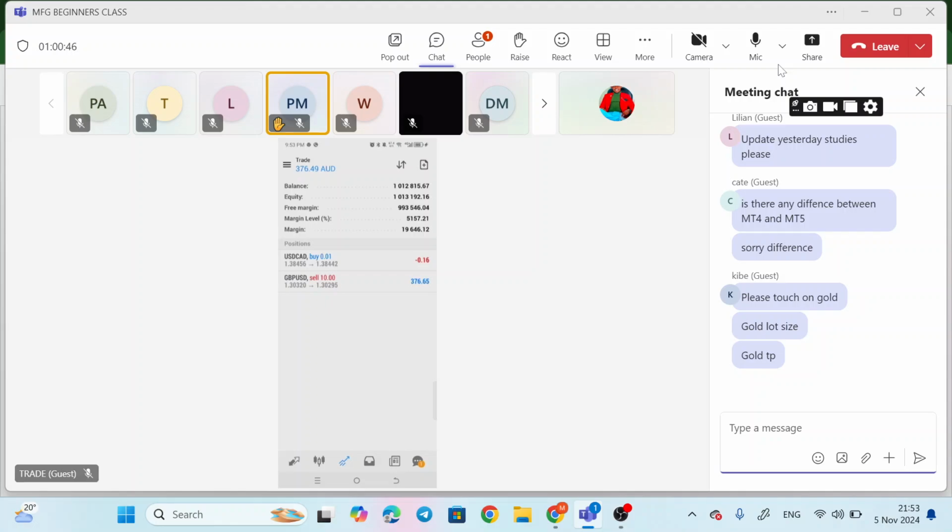Tuanze sasa ujue kwa nini una buy, kwa nini una sell, so that you don't just, these buys and sell we are doing here is just guesswork. Unaweza ona like ukiona ikiwa blue hivyo ni profit, ikiwa red ni loss. But now you need to know, why am I buying and why am I selling? Okay, so tomorrow I will talk more on the same.